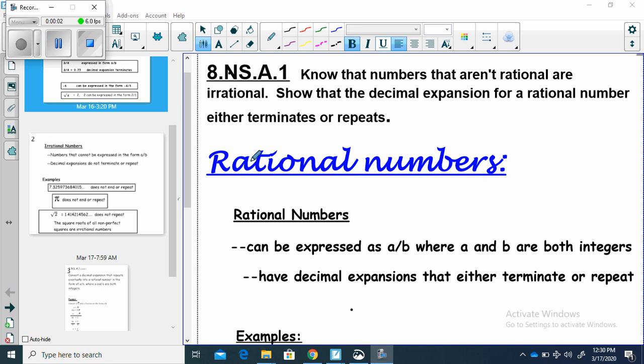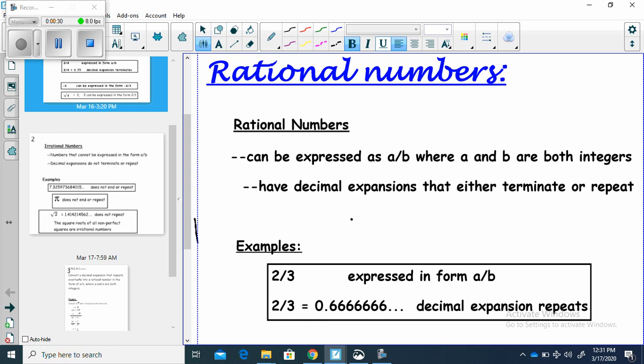Let's start with standard 8.NS.A.1 about number sense. You should know that numbers that aren't rational are irrational, and show that the decimal expansion for a rational number either terminates or repeats. Let's start by looking at rational numbers. Rational numbers can be expressed as a over b, where a and b are both integers, and they have decimal expansions that either terminate or repeat.